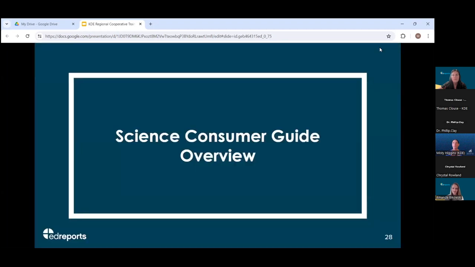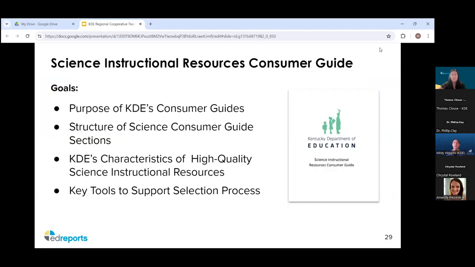But what we do want to do now is transition into our next section, where we're going to focus on providing you an overview of the new science consumer guide. Particularly in this section, we want to provide some background context on the purpose of KDE's consumer guides, look at the overall structure of the new science consumer guide, spend some time digging into the KDE characteristics of high quality science instructional resources, those that we've identified as the criteria you would want to evaluate against, as well as explore a couple of the key tools in the Science Consumer Guide to support districts in the selection process.